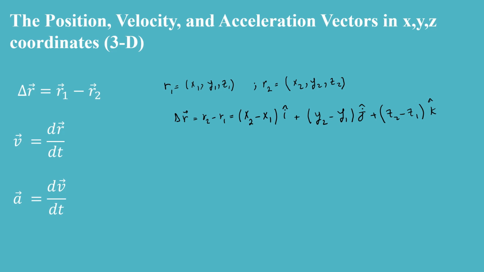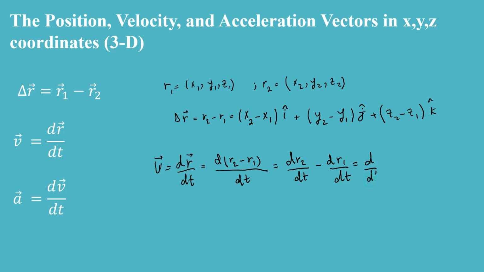What about the v vector? So let's write it down. My v vector here is going to be dr divided by dt, right? So dr is going to be r2 minus r1, divided by dt, right? So if I break it down, it's going to be dr2/dt minus dr1/dt, right? Then it's going to be d/dt.